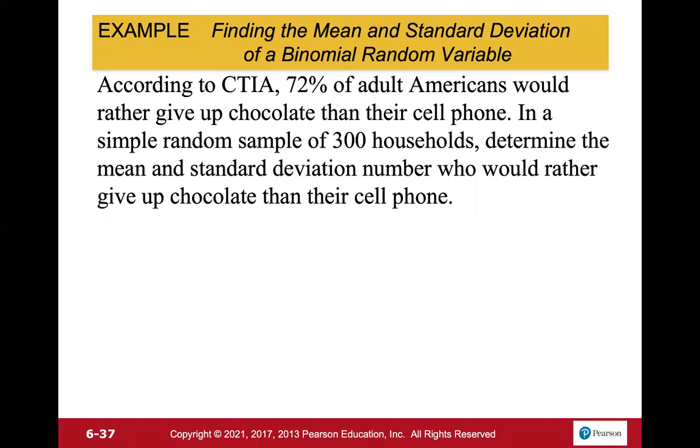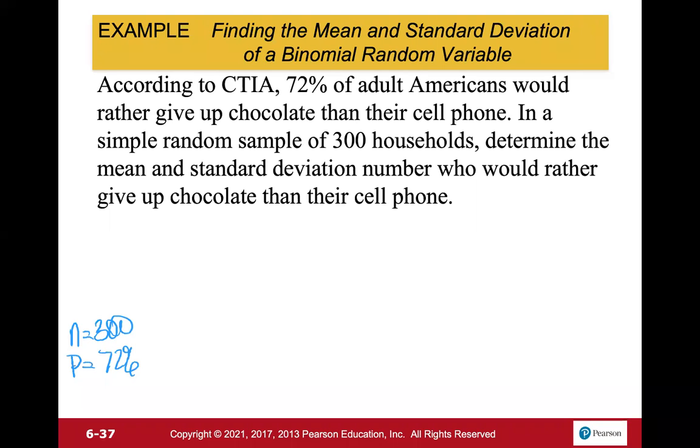So here, according to the CTIA, 72% of adult Americans would rather give up chocolate than their cell phone. So in a simple random sample of 300 households, determine the mean and the standard deviation number who would rather give up chocolate than their cell phones. So here we have n is equal to 300, p is equal to 72%, and looks like that's it.